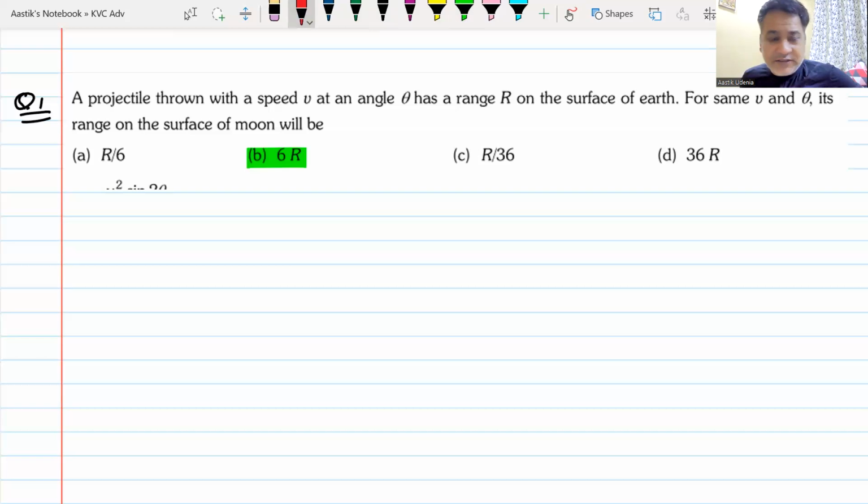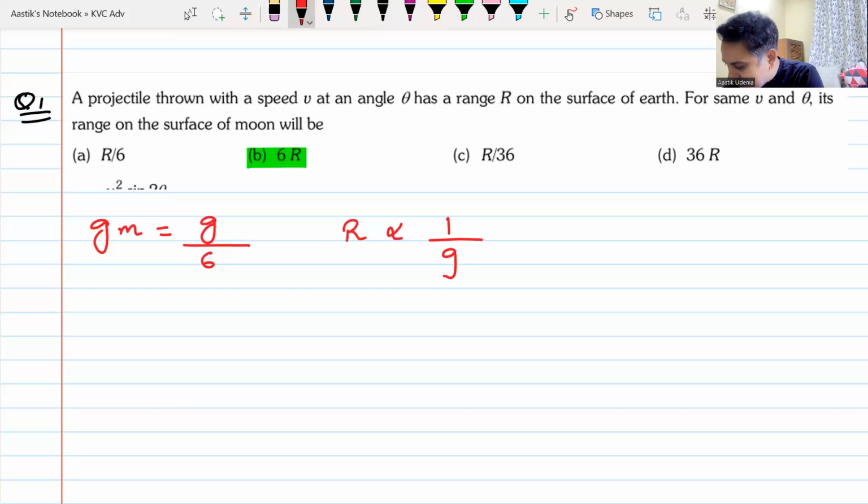Guessing. Kaun Banega Crorepati? Gravitation on Earth is 6 times that of Moon. The value of acceleration due to gravity on moon is acceleration due to gravity on earth divided by 6. Do we understand this? Yes, sir. Now range for given value of u and theta is inversely proportional to g. Yes or no? Yes, sir. So range on earth multiplied by g on earth should be equal to range on moon multiplied by g on moon.